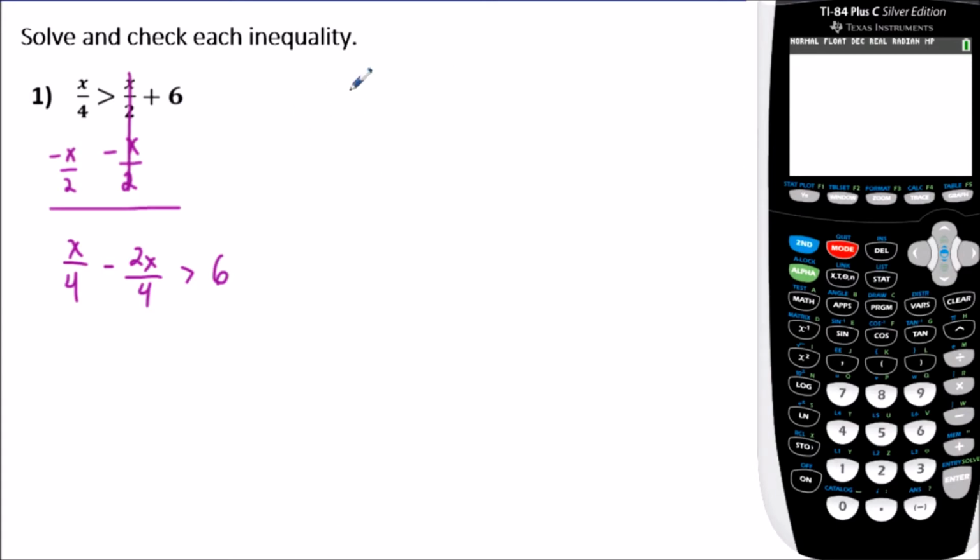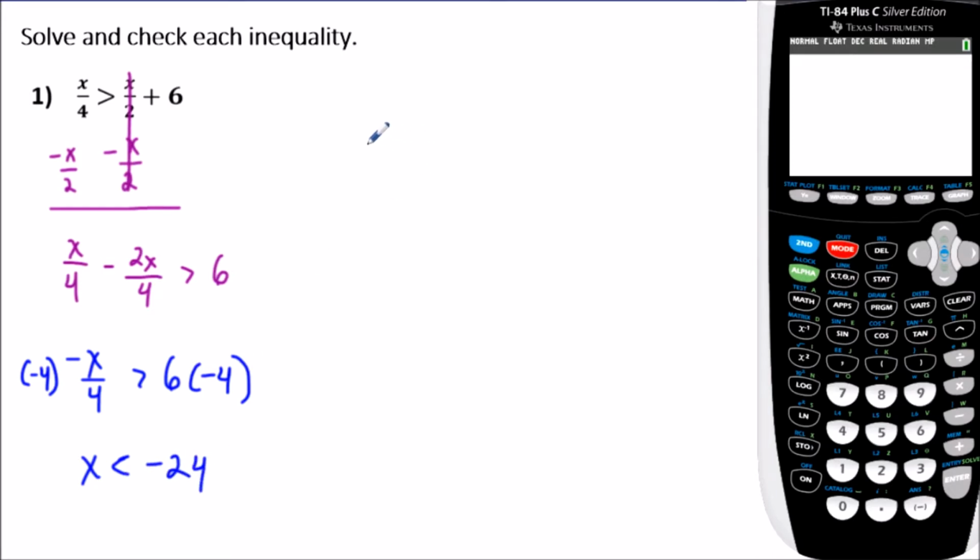To simplify, 1x over 4 minus 2x over 4 is negative x over 4. So negative x over 4 is greater than 6. Then all we have to do to solve is multiply both sides by negative 4. The two negatives will cancel on the left, and the 4 over 4 will cancel, leaving us with just x. But just be careful. Anytime you multiply or divide an inequality by a negative on both sides, the inequality symbol has to switch directions. So we're going to go from greater than to less than, and we'll have negative 24 here.